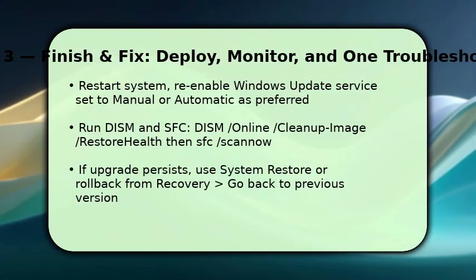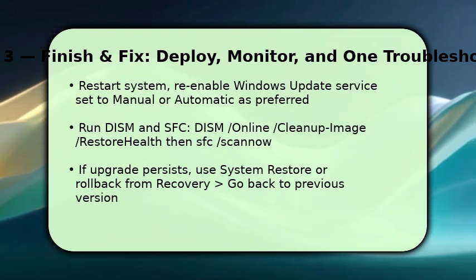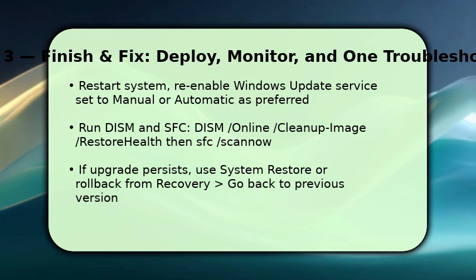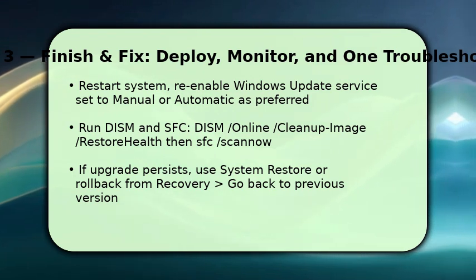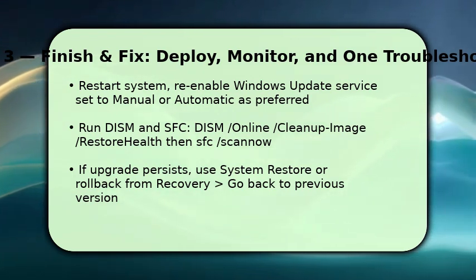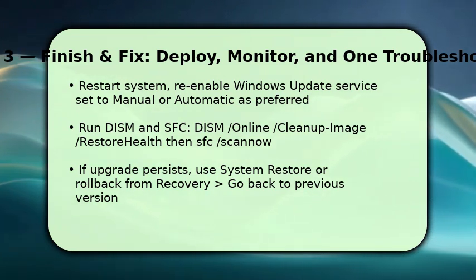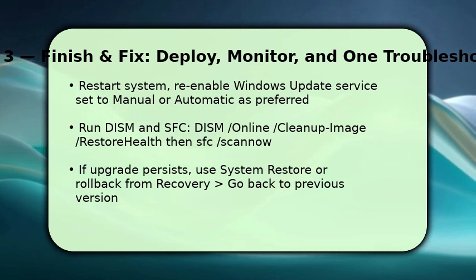To finish, restart the PC and re-enable the Windows Update service, choosing manual if you want control or automatic to resume normal updates. Then run DISM /Online /Cleanup-Image /RestoreHealth and sfc /scannow to repair any corrupted update components and ensure system integrity.